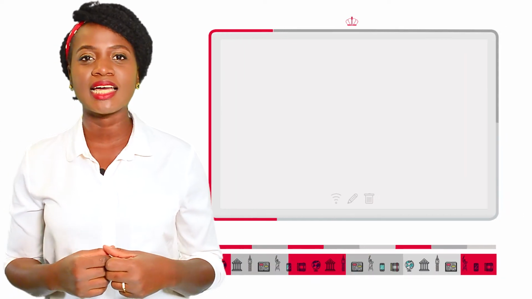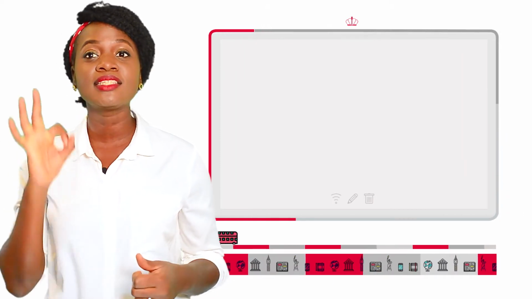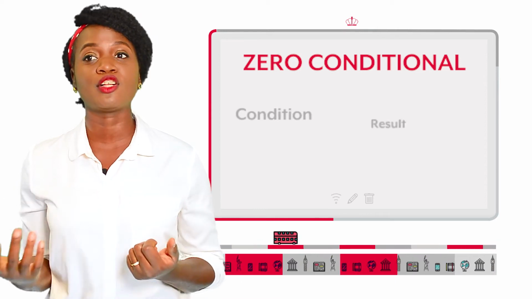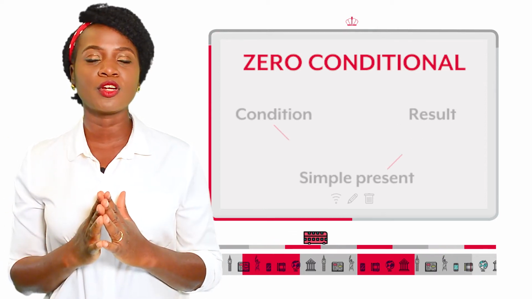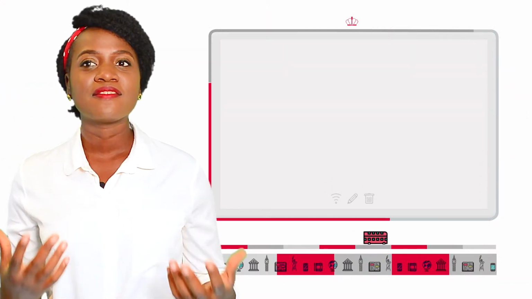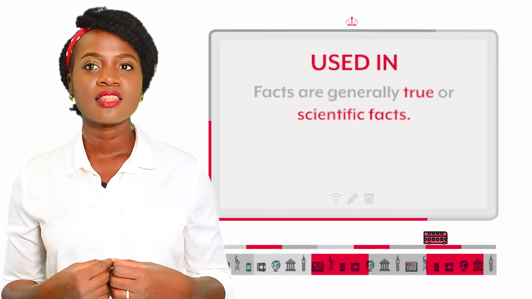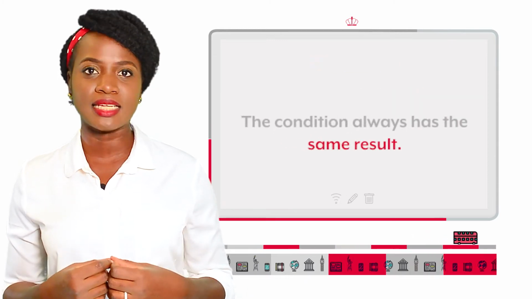Let's begin with the class. Today we will study the zero conditional. It is formed by a condition and a result. Both of the verbs are in the simple present. For example, facts that are generally true or scientific facts. The condition always has the same results.